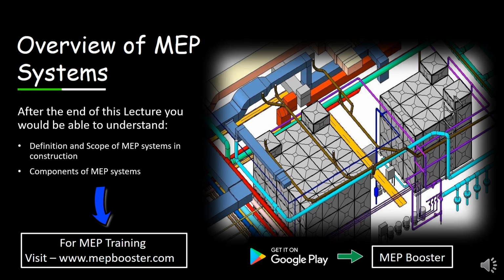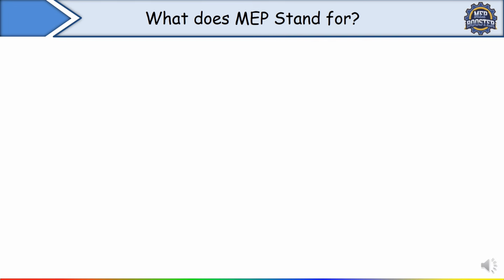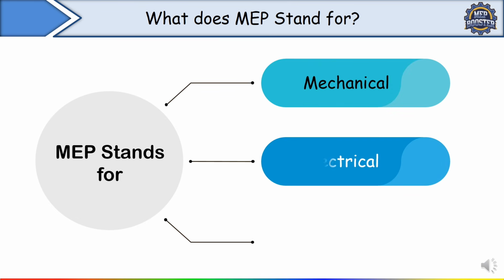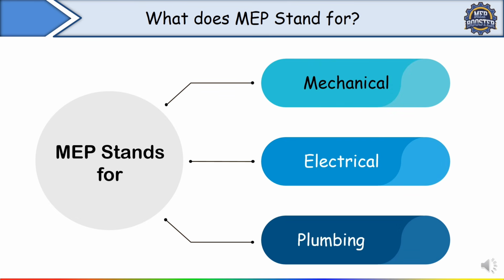So let's start. Now, what does MEP stand for? So remember, MEP stands for mechanical, electrical and plumbing. It refers to the three primary disciplines or systems that are crucial for the functionality of buildings and infrastructures. So here I will show you the detail of each component.